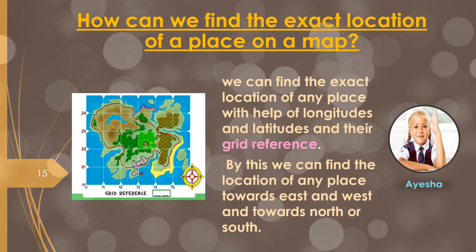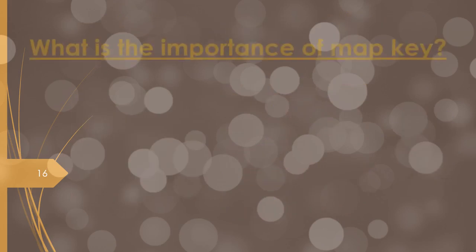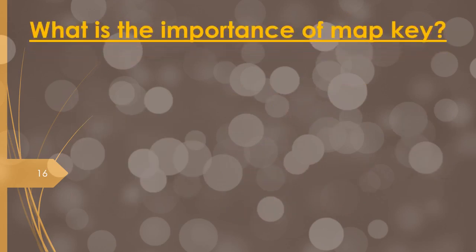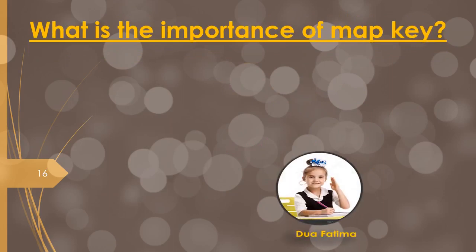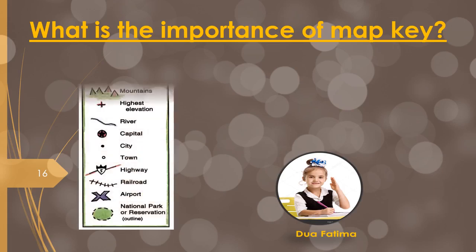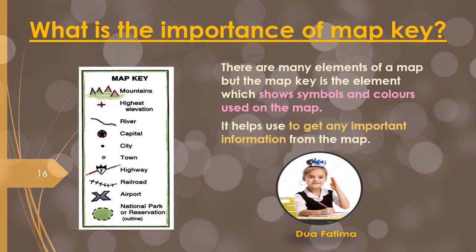The next question is again from intelligent Dua. Eshur, are you ready? Should I ask a question? Fine. The question is, what is the importance of the map key? Sir, there are many elements of a map, but the key is the element which shows symbols and colors used on the map. It helps us to get important information from the map. Very impressive and correct answer.